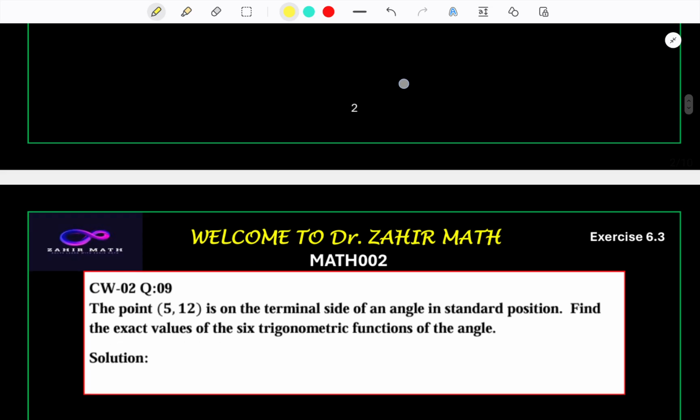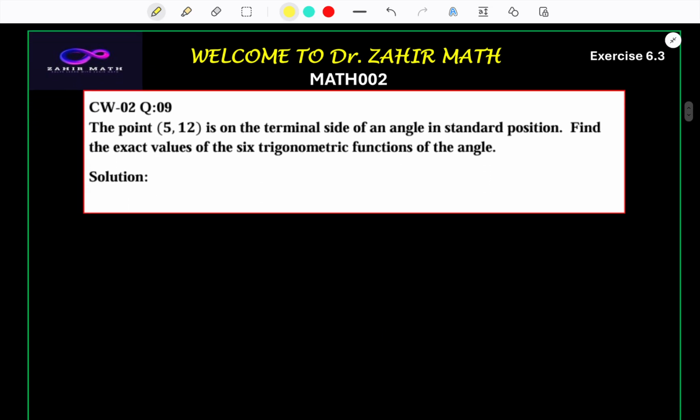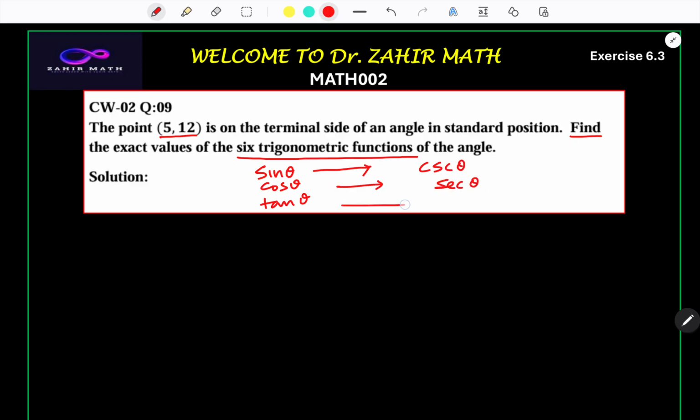Let's go to the next question. Don't read any English words. Just see the point 5 comma 12. What is the thing we need to find? Find the 6 trigonometric functions. That's it. The 6 trigonometric functions: sine theta, cosine theta, tan theta, and the flip or reverse: cosecant theta, secant theta, and then cot theta.